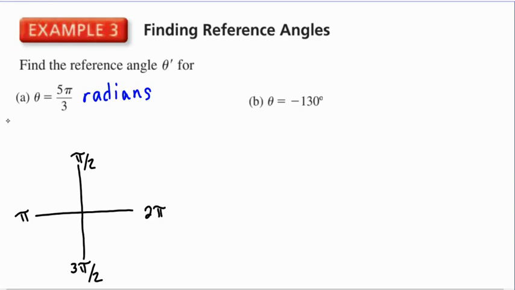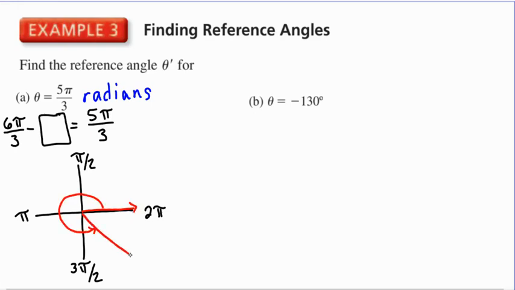We could say that it is 6 pi over 3 for 2 pi. Take away something gives us 5 pi over 3. So what is that something? Let's go ahead and draw that. My angle starts here on the positive x-axis and goes around and terminates here. And we are looking for this reference angle, right? How big is that reference angle right here?